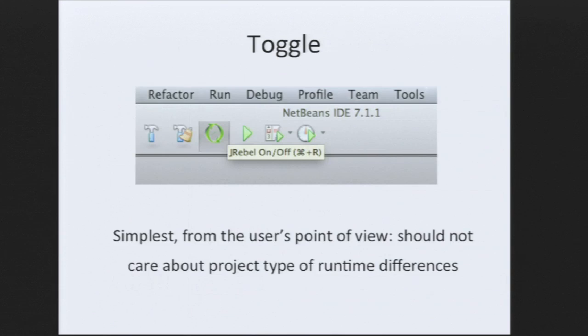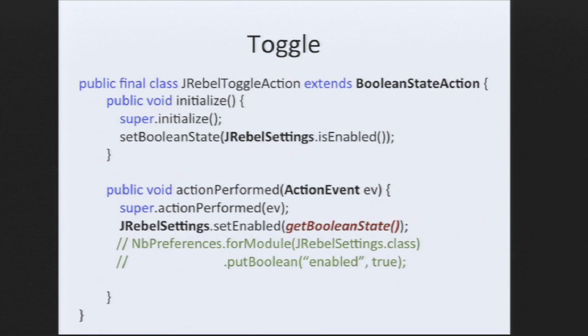So this is why we actually created this little toggle contributed by the plugin. So it's just a Boolean toggle. If it's on, it means JRebel will be bootstrapped. If it's not on, it runs in normal mode. So from the user's perspective, it's the simplest thing to do to enable a plugin like this. Well, there is an API for that, of course. Boolean state action. You can just set Boolean, yes, it's enabled, and go.